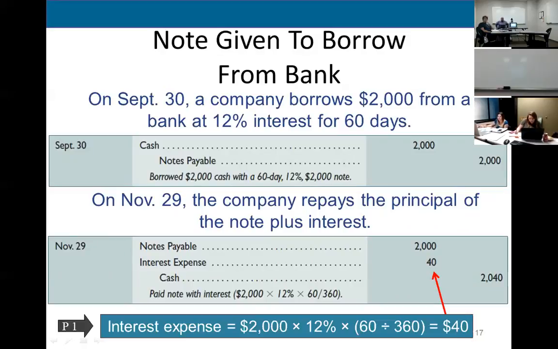Now, when we actually make the payment on November 29th, we need to make this second entry. So here we are going to record notes payable plus that interest expense. And then we are paying with cash. So our cash is decreasing. To decrease the asset, we will credit it.